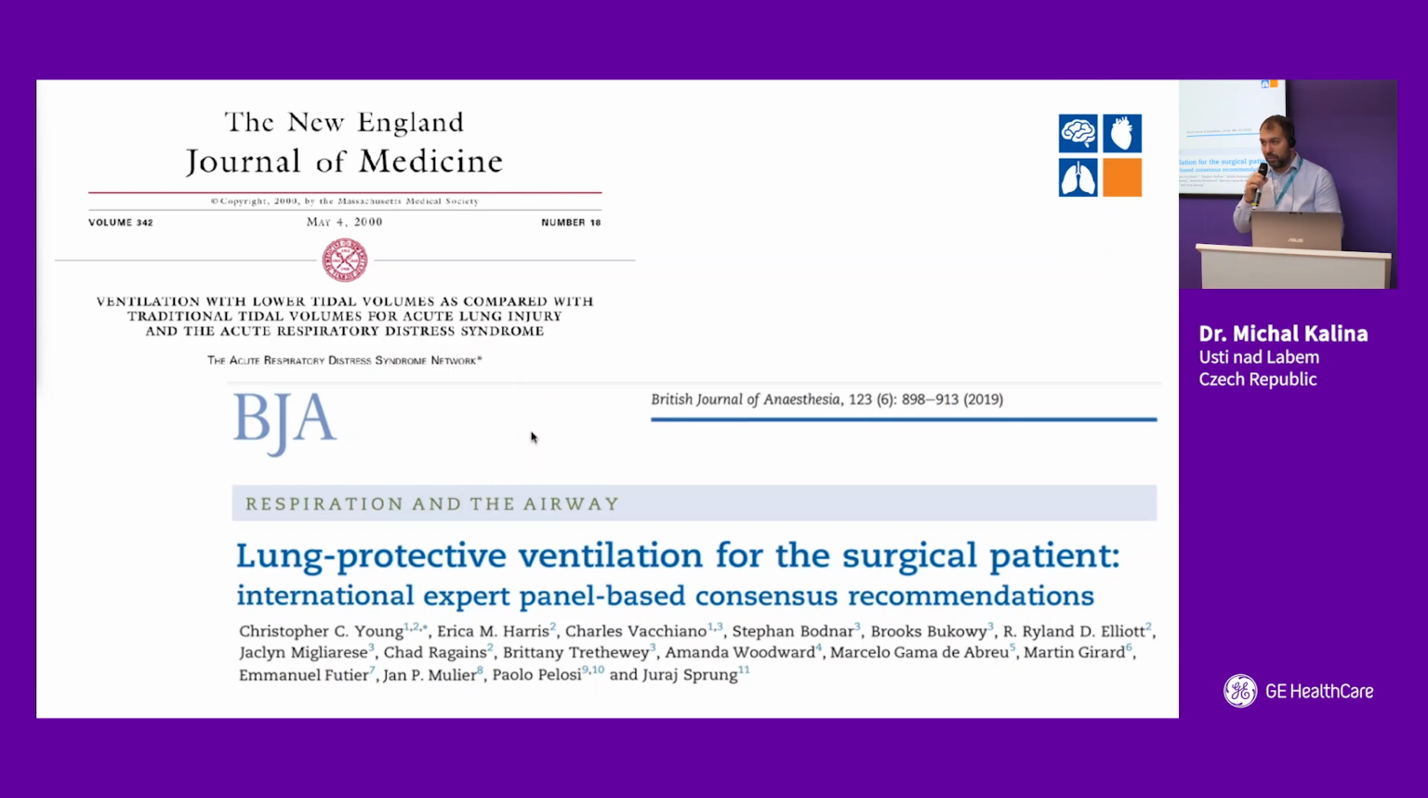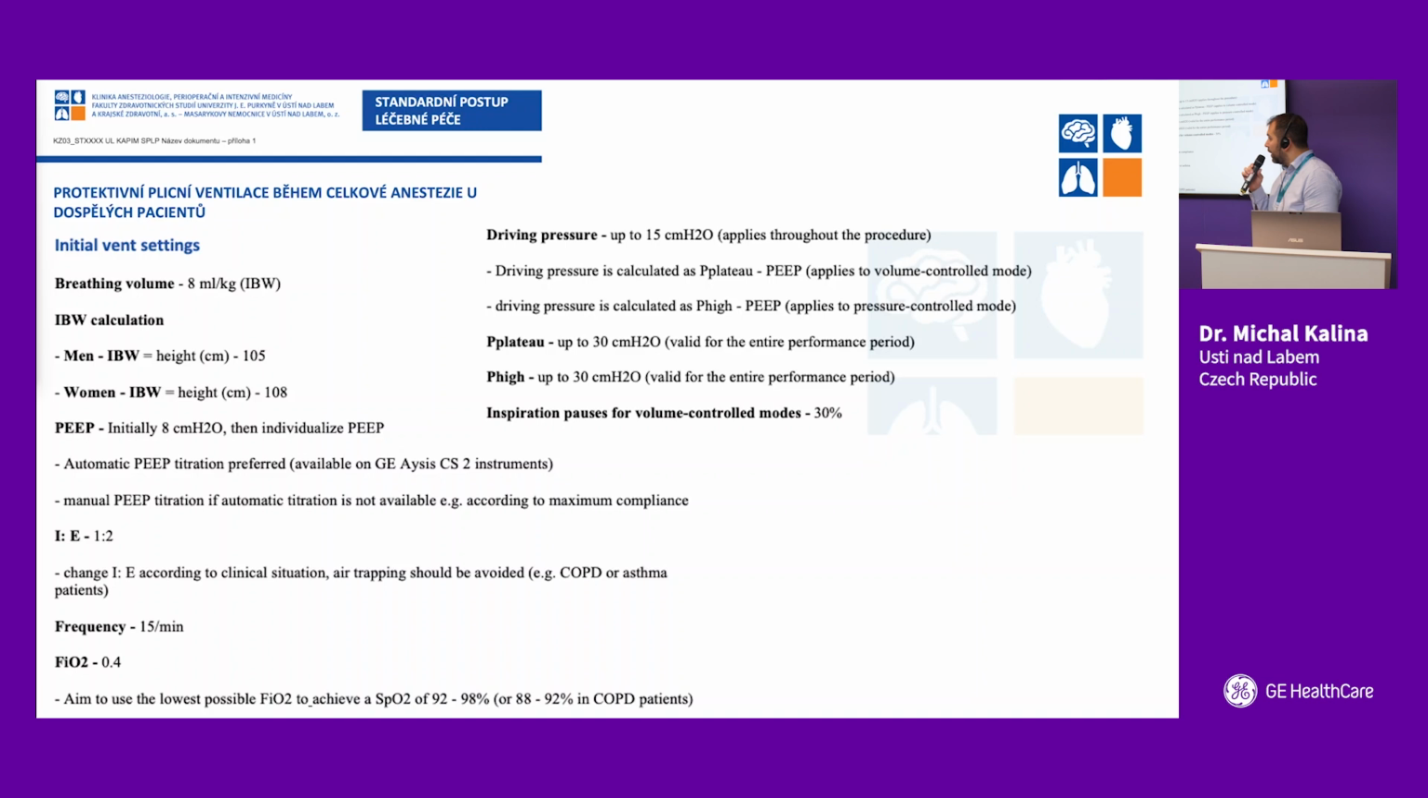So this should be for us like the manual on how to manage our patients and how to prevent development of PPC in our patients. So in my department, we made the standard operating procedure based on these two documents, on how to manage the ventilation intraoperatively. Here are some of the recommendations.